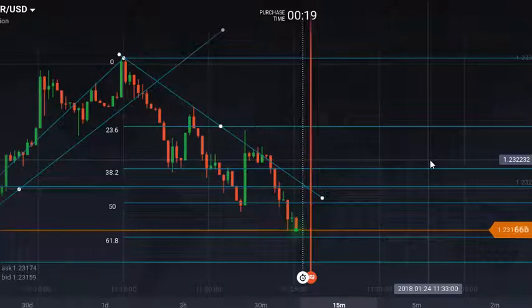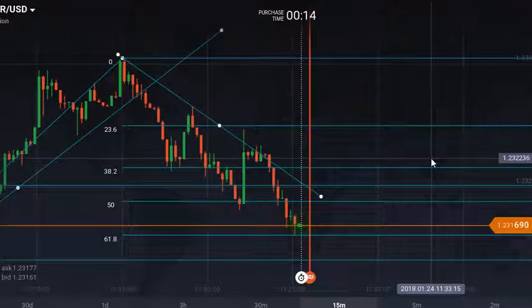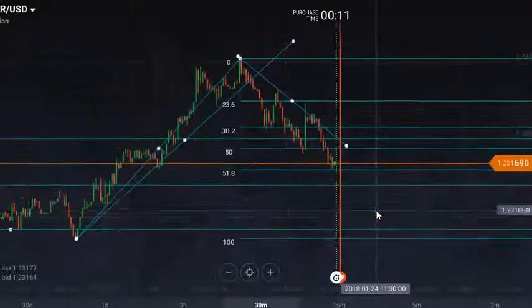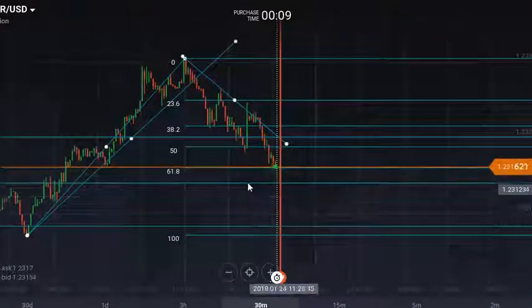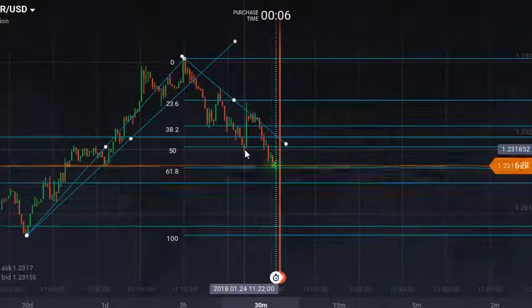So we got downtrend moving down and down. So breaking the 61.8 just means that we are still looking down, and we are gonna follow to the 100 zone, and we're gonna place a short trade.